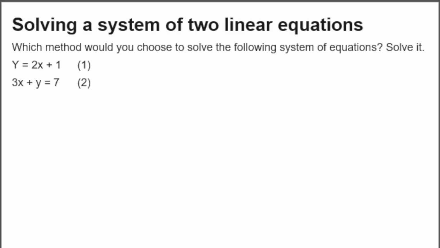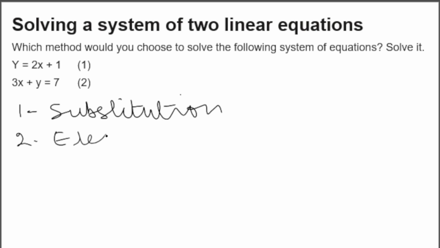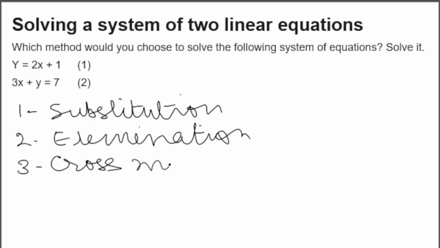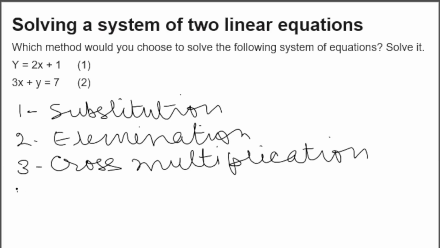For solving a system of two linear equations, we can use four methods. One is substitution method. The second one, elimination method. Third, cross multiplication. And fourth is graphing method.